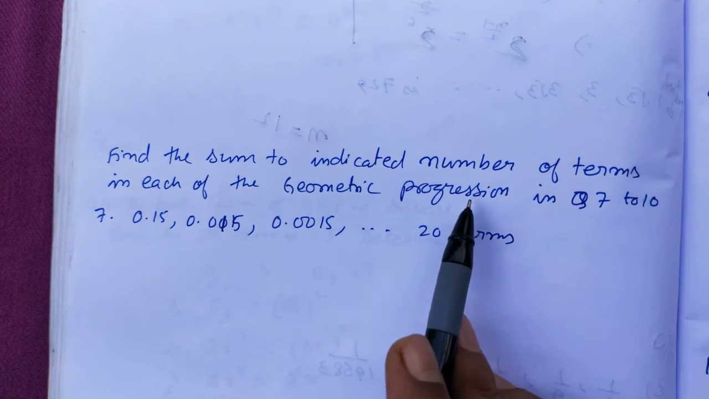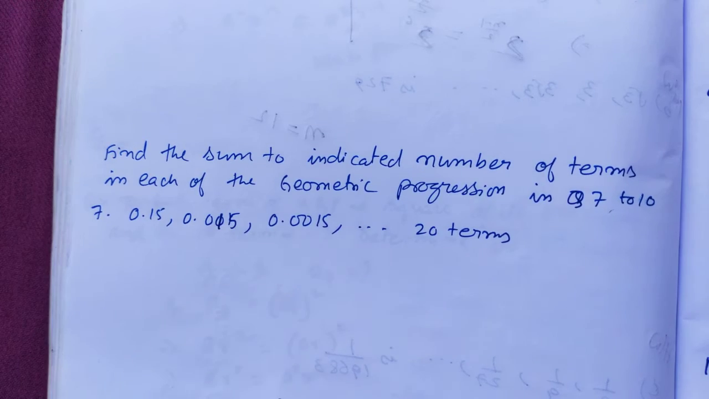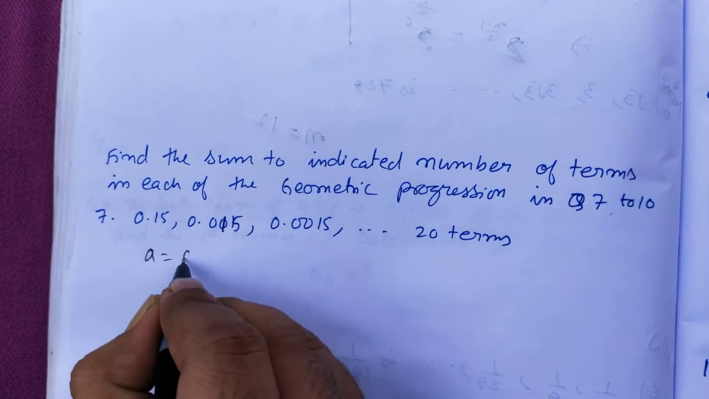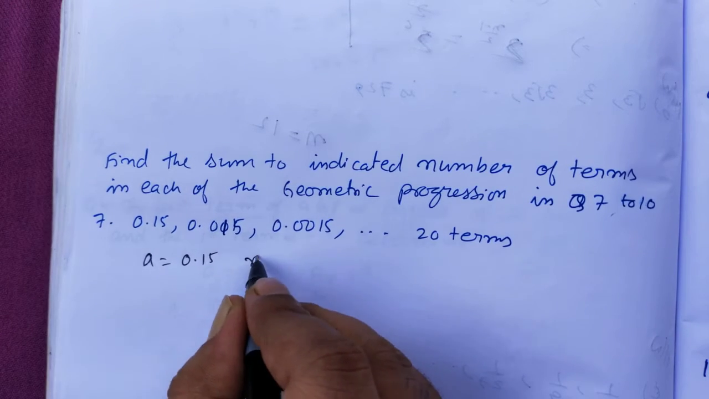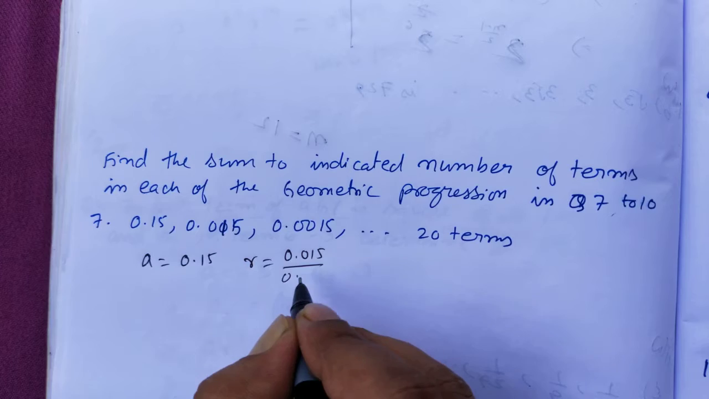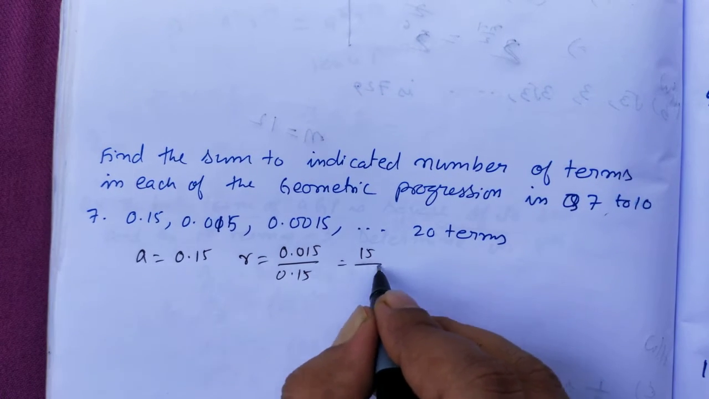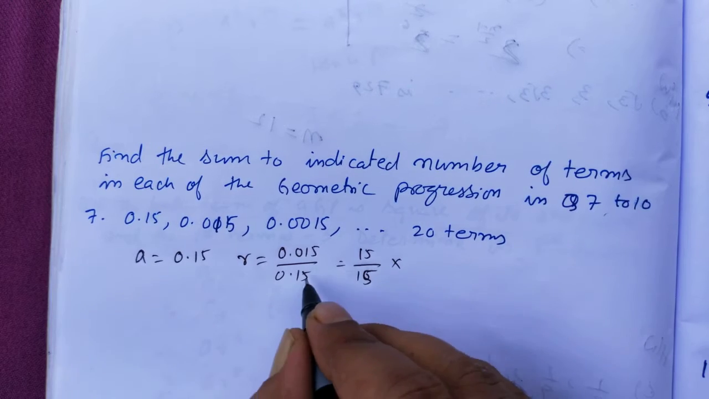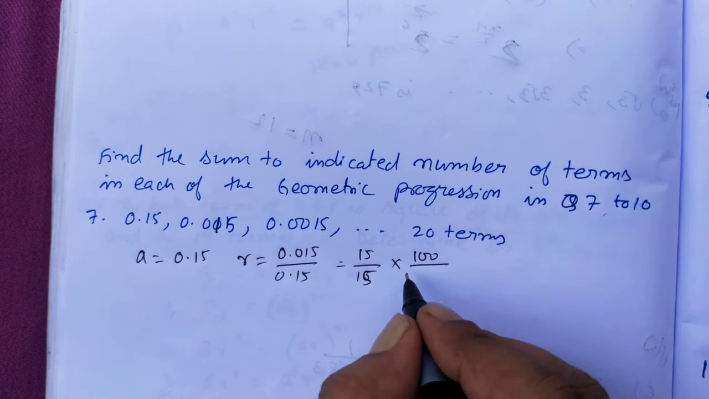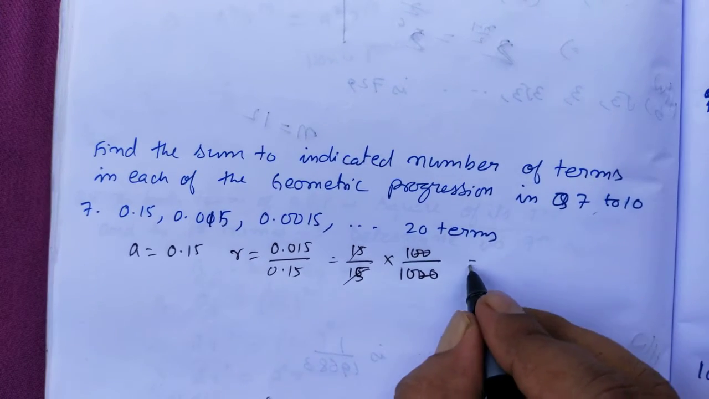Find the sum to indicate the number of terms in each of the geometric progression from question number 7 to 10. So we're going to find the sum, okay? First, write A is 0.15, R is 0.015 by 0.15. Remove the decimal: 15 by 15. Downside we have removed 2 decimals, so 100; upside we have done 3 decimals, so cancel it, we are getting 1 by 10.